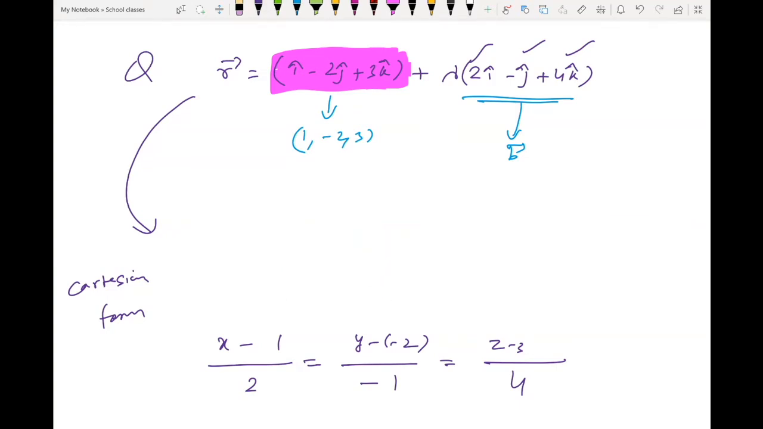Nothing new. So this is equal to lambda. So this was a line written in vector form. Now you are able to write this in Cartesian form. Directly you can write it in the Cartesian form. Is this clear? Okay.